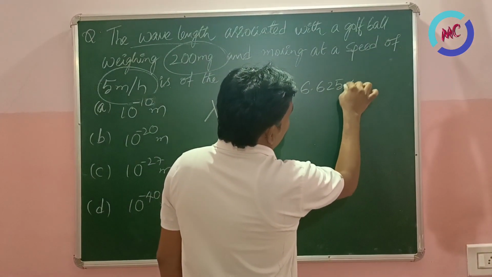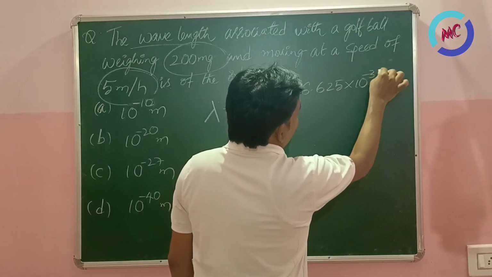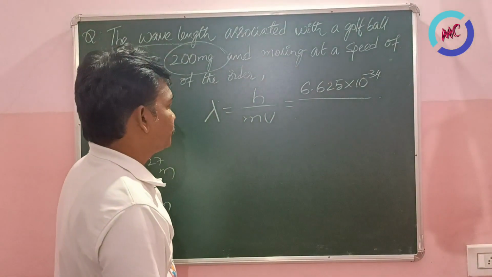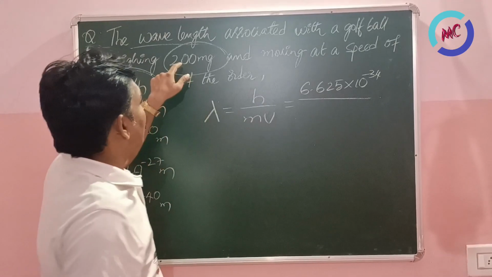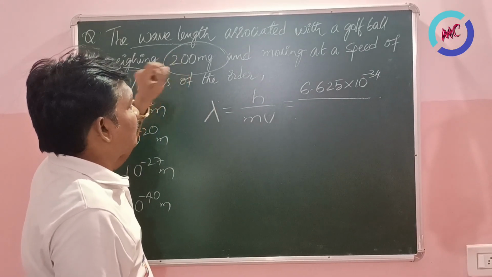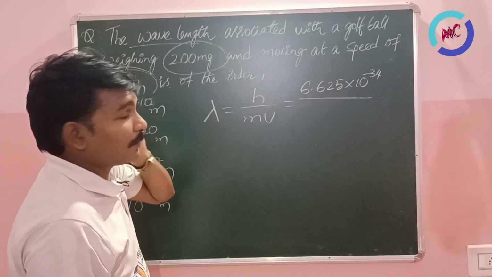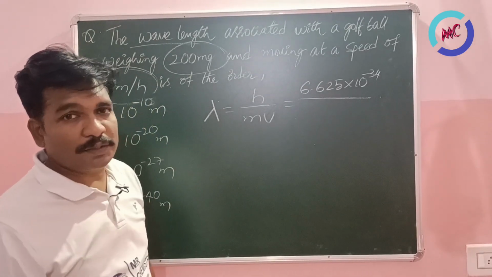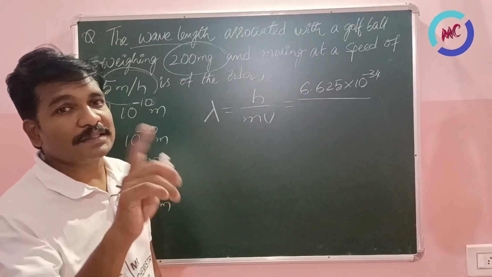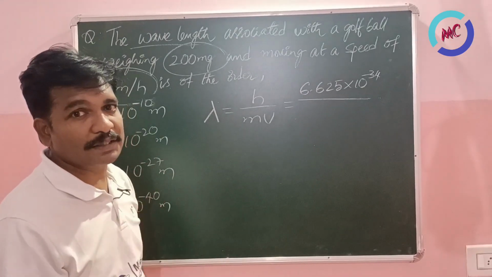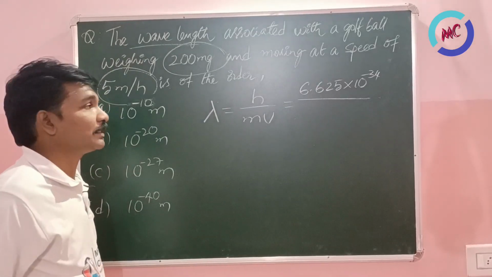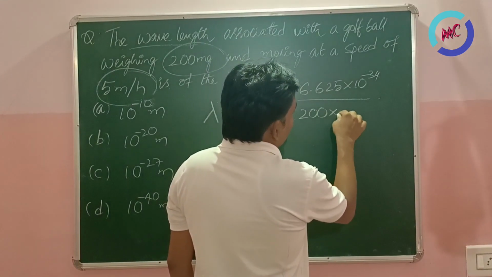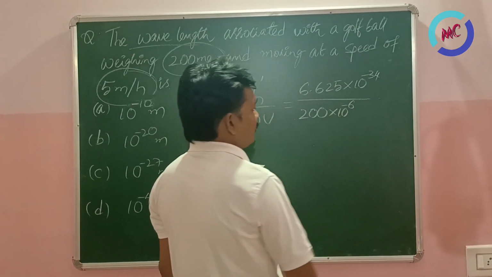6.625 into 10 to the power of minus 34 joule second, divided by the mass of the golf ball, which is 200 milligrams. But we have to convert that into kilograms. 1 milligram is equal to 10 to the power of minus 6 kilograms. You have to learn all these conversions, then only we can calculate it easily. So 200 into 10 to the power of minus 6 kg.